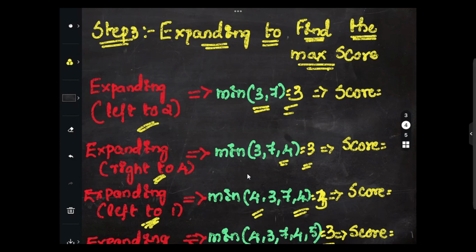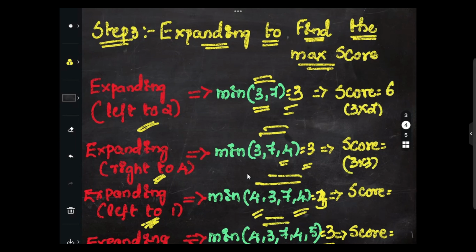Score will be minimum into the number of elements that we have considered here, right? So in this case it will be 3 into 2 elements we have considered, nothing but 6. In this case 3 into 3, minimum into 3 elements, then minimum into 4, nothing but 3 into 4. Here the number of elements is 5, and the minimum element is 3, so 3 into 5.